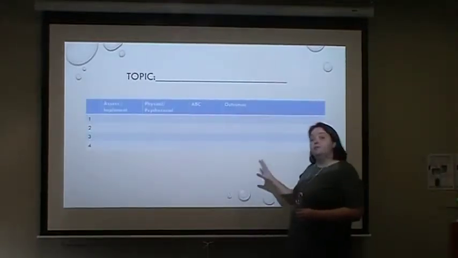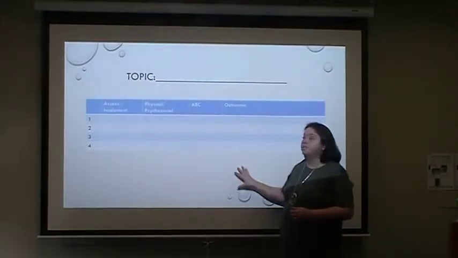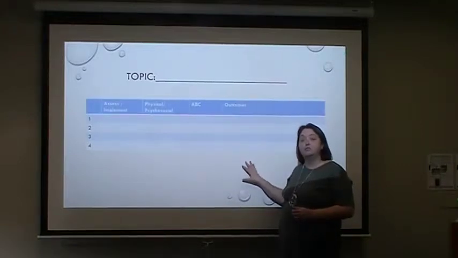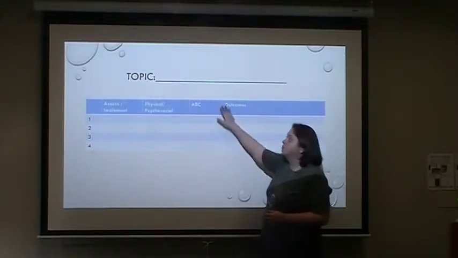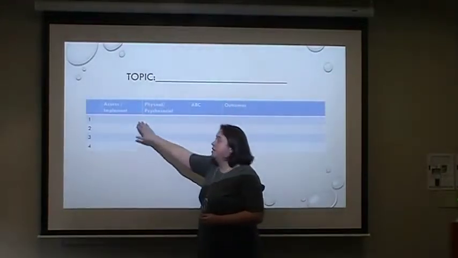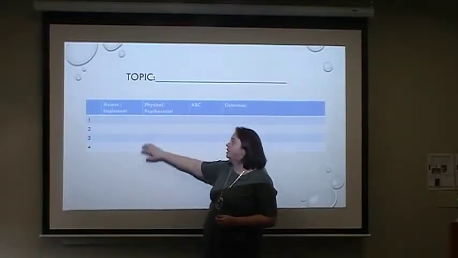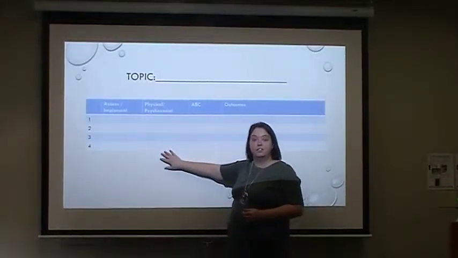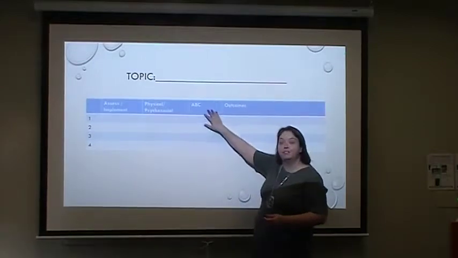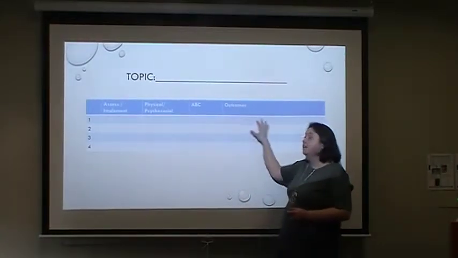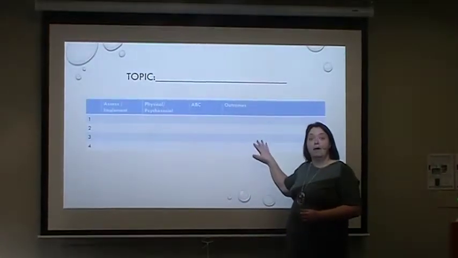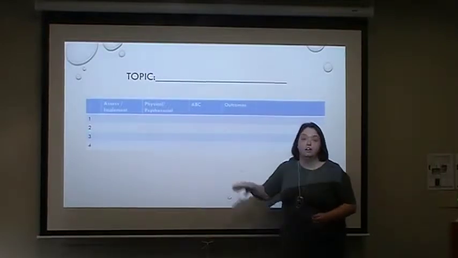If you struggled with this last semester, I want to suggest that you make a chart like this. This will force you to go through and make sure you're actually using all of the steps in the critical thinking process. First, you come up with your topic. Then you think about assessment versus implementation. If you still have answers left, you go to physical or psychosocial. Still have some answers left, you go to ABC. And if you still have answers left after that, you make your decision based on your outcomes.